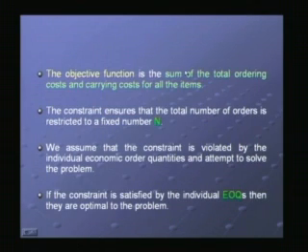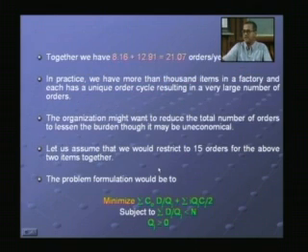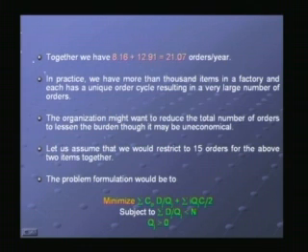Now the objective function is the sum of the total ordering cost and carrying cost for all the items. The constraint will ensure that the total number of orders is restricted to a fixed number N. We assume in this case, which is also true, that the constraint is violated by the individual economic order quantities. The constraint says N is equal to 15, and together these two items have 21.07. So the constraint is violated when we substitute q1 star and q2 star.